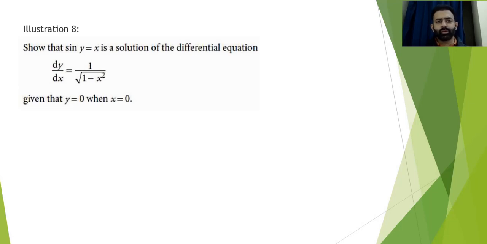Welcome back. Let us solve a couple more questions on differential equations. The next example says: show that sin y = x is a solution of the given differential equation, which is dy/dx = 1 over the square root of 1 minus x squared. And it is given that y = 0 when x = 0.